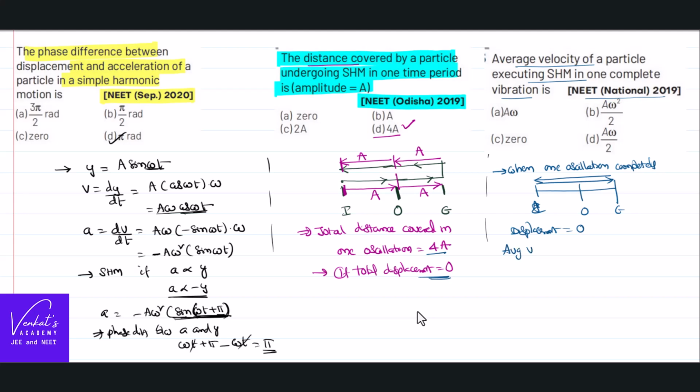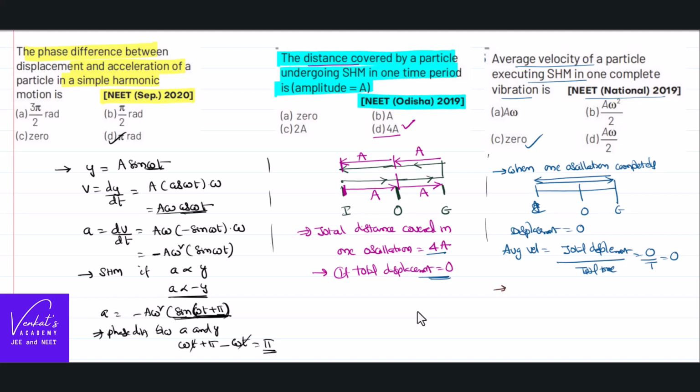The formula for the average velocity is total displacement by total time. Total displacement is 0, total time is the time period, 0 by anything is 0. So average velocity equals 0.